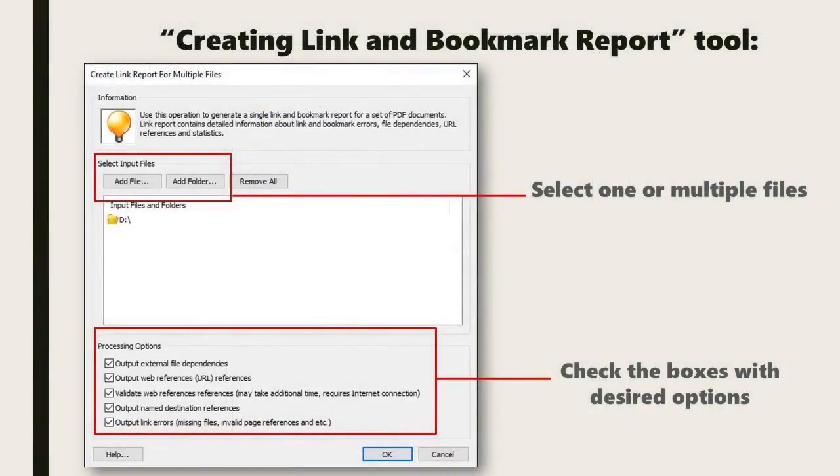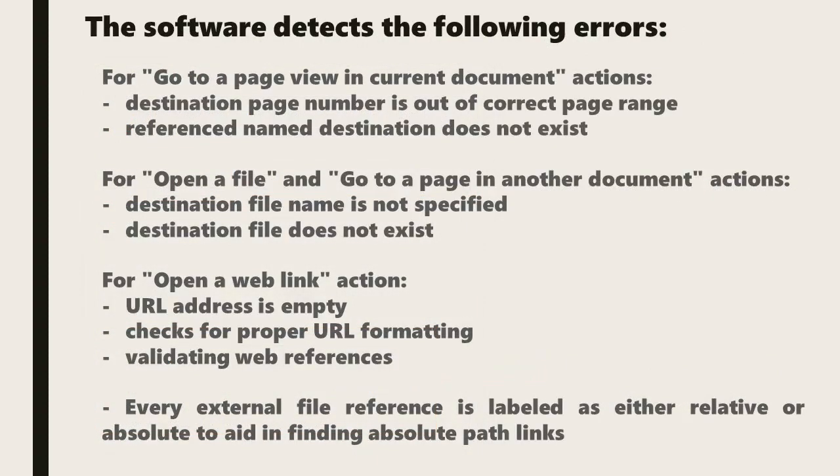When this tool's window opens, you can use buttons to select one or multiple files and select the options below with desired options for the report's contents. The software detects the following errors. For the Go to a Page View in Current Document action, destination page numbers being out of the correct page range, and referenced named destinations not existing.